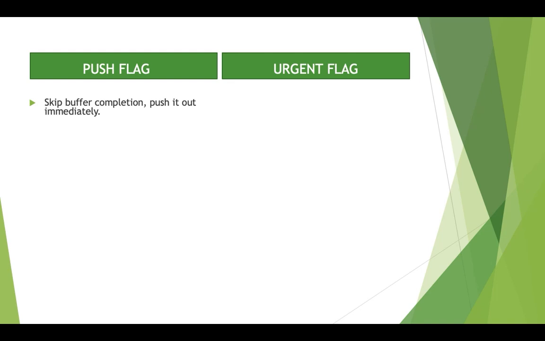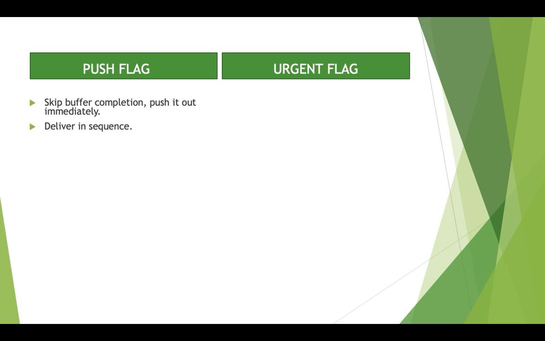The push flag, the most important thing is it doesn't care about the buffer being completed. When we say buffer being completed, that means, as per the MSS, a complete segment being created. Push doesn't wait for that. So whatever data is there at the time of instructions being provided by the application layer, it would simply go ahead and push that data out. That's why it is called push flag. It doesn't wait for the buffer to be completed or the segment to be created.